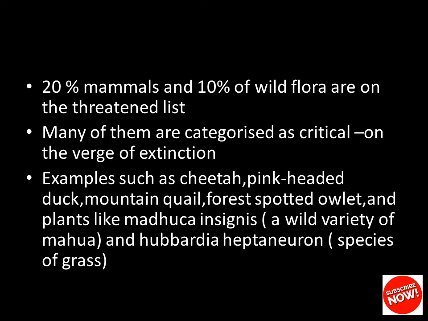Some of the examples such as cheetah, pink-headed duck, mountain quail, forest spotted owlet, and plants like Madhuca insignis, a wild variety of mahua, and Hubbardia heptaneuron, a species of grass. No one can say how many species may have already been lost. Today we can only talk of the larger and more visible animals and plants that have become extinct. But what about smaller animals like insects and plants? Now this must be a question arising to you.